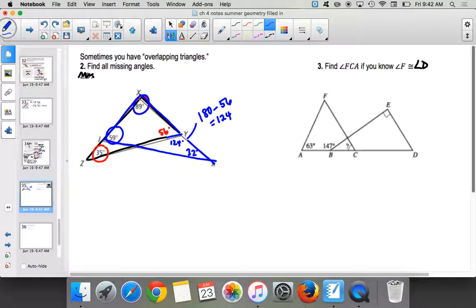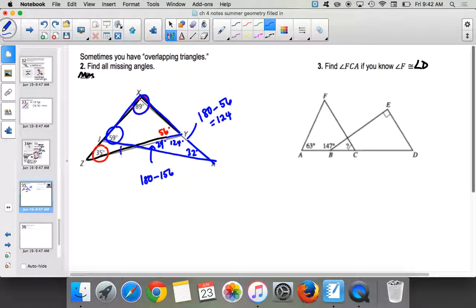Okay, can I find any other angles? So 124 plus 32 is 156. So I'm doing 180 minus the sum of 124 and 32, which was 156. So I get 24 in there. It's a little messy. Do you guys see it, 24?